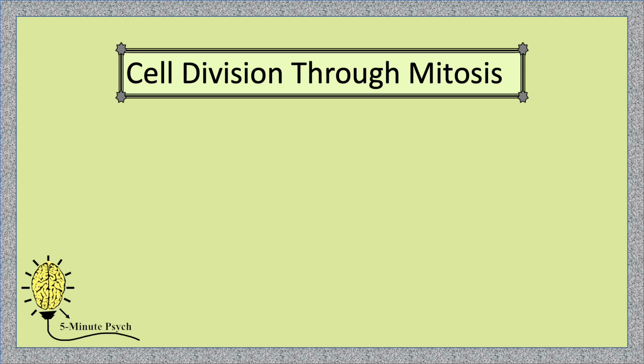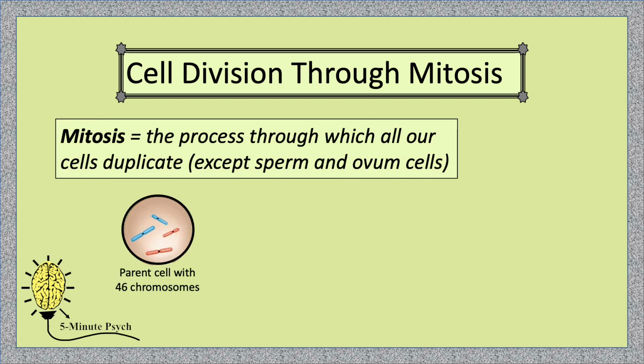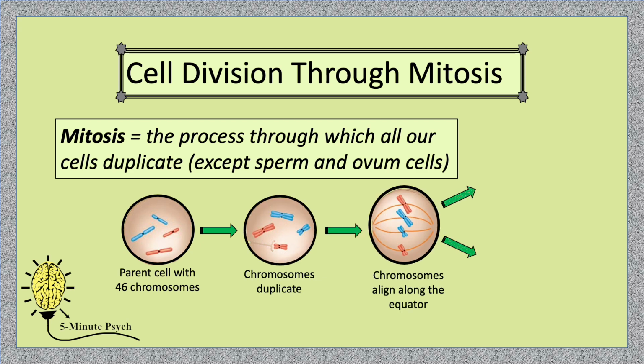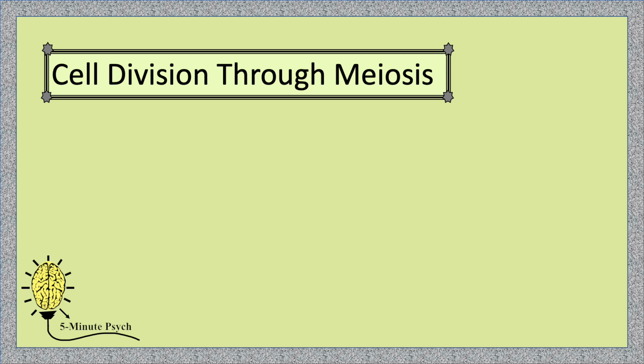So how does this cell division happen? It's called mitosis, and the way it works is that a cell with its 46 chromosomes first duplicates all of its chromosomes and then splits into 2 different cells that are each genetically identical to the original cell. And voila, 2 cells with the same 46 chromosomes. All our cells duplicate through mitosis except for sperm and ovum cells. They duplicate through a process called meiosis.